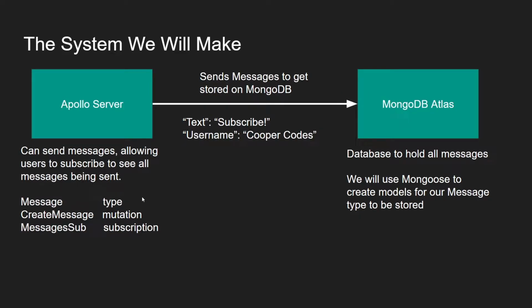And we'll usually make this message type have some type of basic format where it has the text of the message, like subscribe, and then possibly a username, for example, Cooper Codes. Then in our MongoDB Atlas database, we're going to pretty much hold all the messages that use this create message mutation, and we are going to use Mongoose to create those models for a message type to be stored. I know that's a lot right now, and this is just a general overview, so let's get into it.